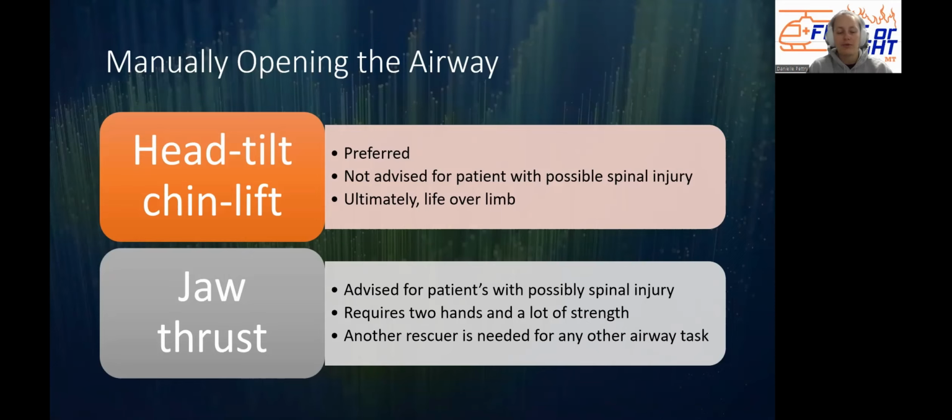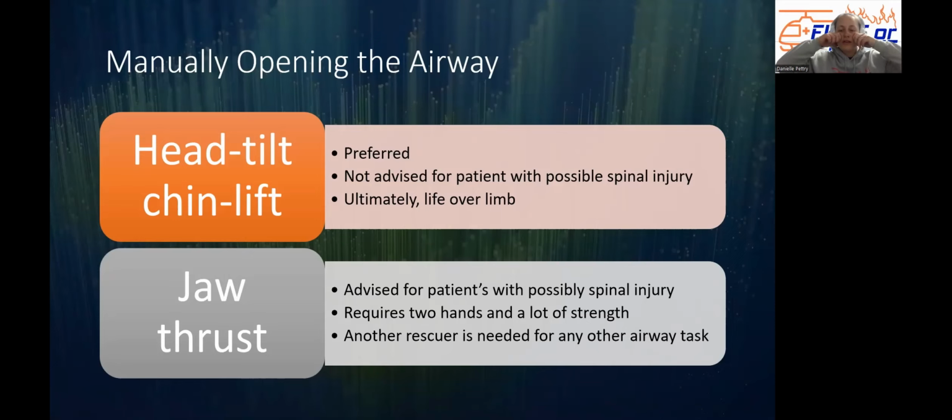But the problem with head tilt chin lift is that we are going to be moving the neck to open that airway. So if we think our patient might have a possible spinal injury, we cannot use that head tilt chin lift. So if they have a possible spinal injury, we're going to hop down and try the jaw thrust instead.